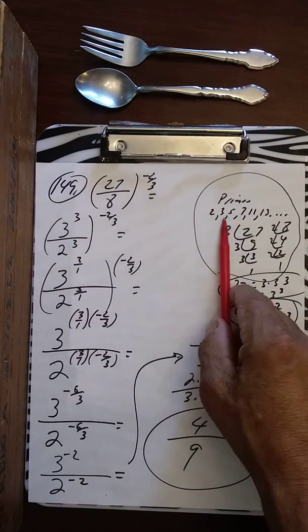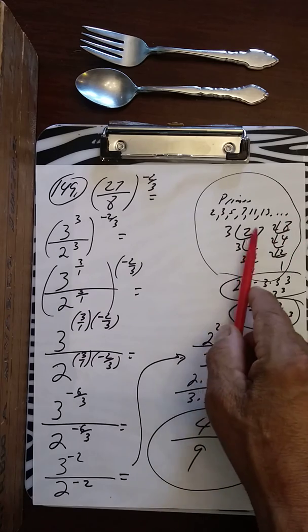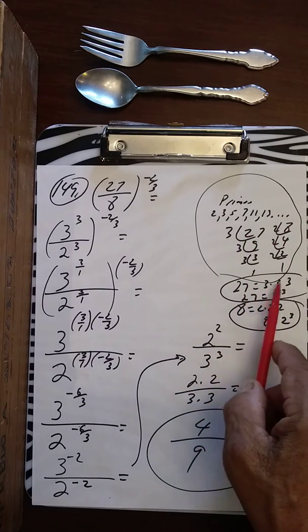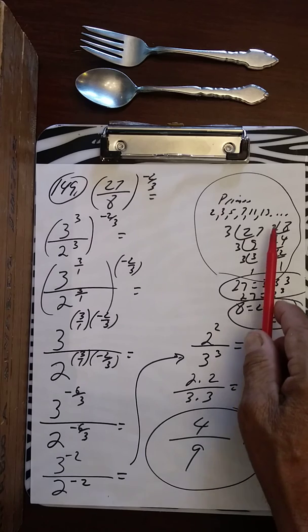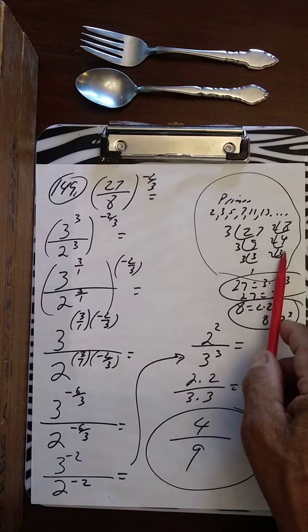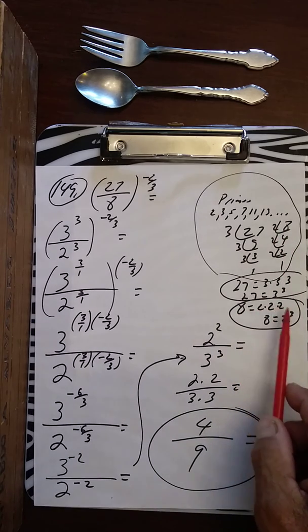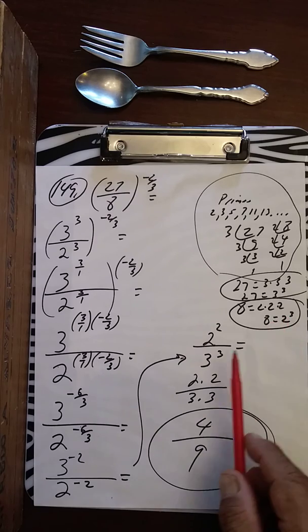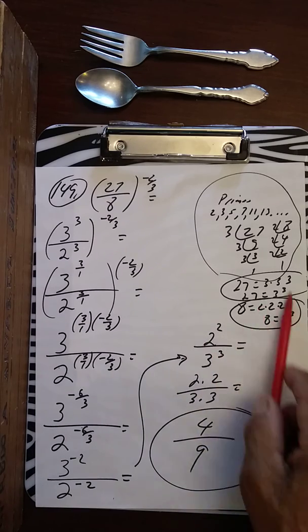Again, prime numbers: 2, 3, 5, 7, 11, 13. 3 divides 27, 3 divides that, so 27 is 3 to the 3. 8: 2 divides 8, 2 divides 4, 2 divides that. So 8 is 2 times 2 times 2, 8 is 2 to the 3 power. So that's how we got these numbers right here.